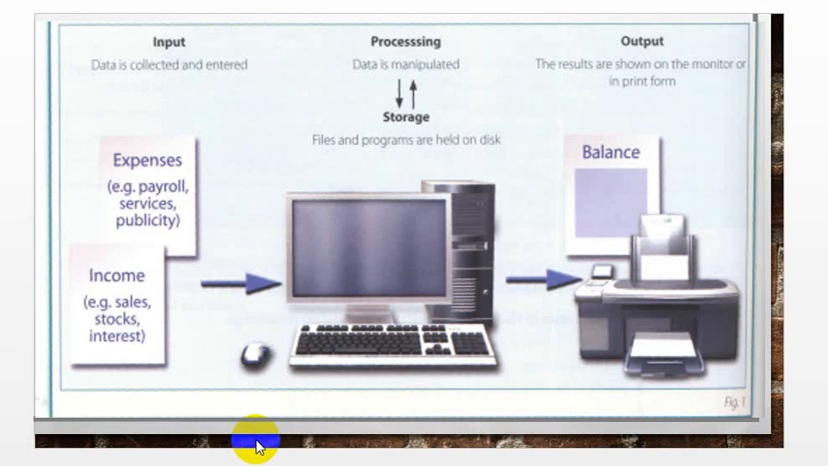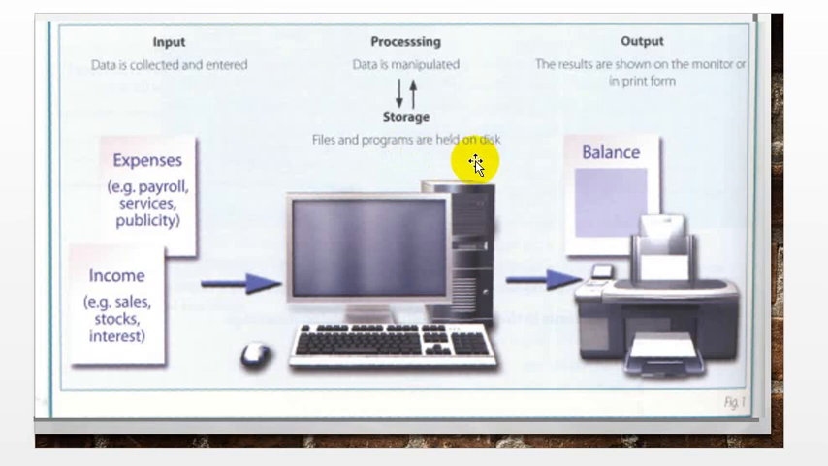Here is the figure, here is the picture that shows this process. Input, process, and output. What is input? Data is collected and entered. These are the data. This is the purchase bill. So you can put it into the computer, then the computer processes, and you can print it. It is the output. Process, the data is manipulated, means process it.